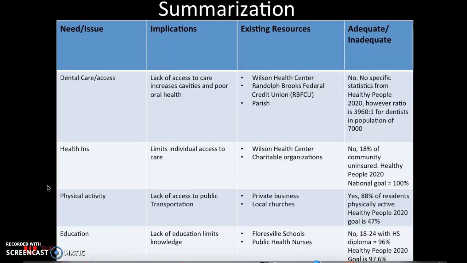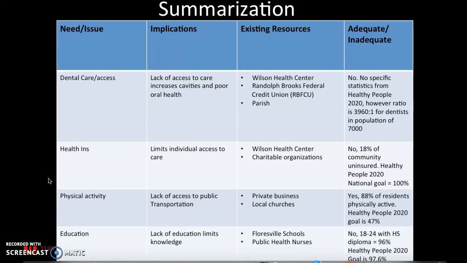So we have here some needs and issues, implications, and the existing resource, whether it's adequate or inadequate. Dental care access, implication is a lack of access to care and cavities, poor oral health. Existing resources: Wilson Health Center, the RBFCU, and the local parish. We say it's not adequate because although there's no statistics from Healthy People 2020, the ratio of one dentist to 3960 residents, that is almost impossible, near impossible.